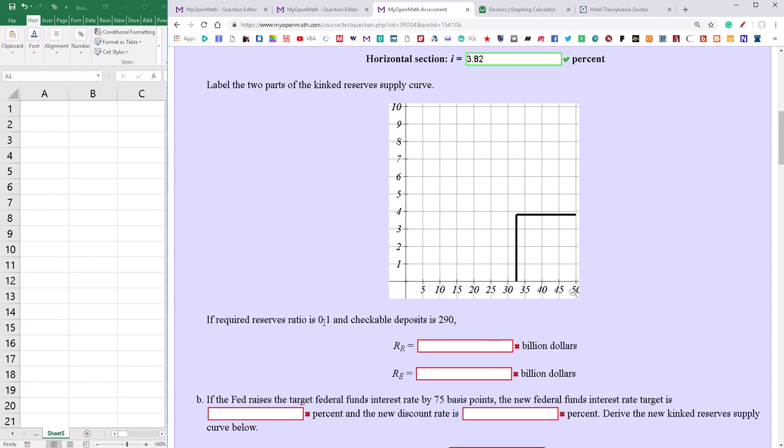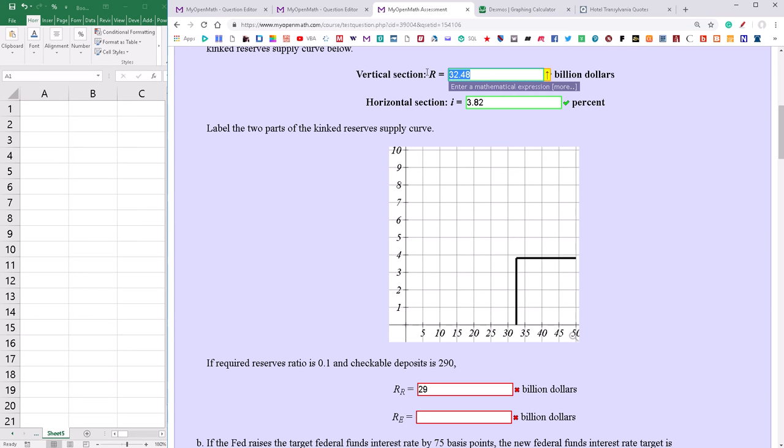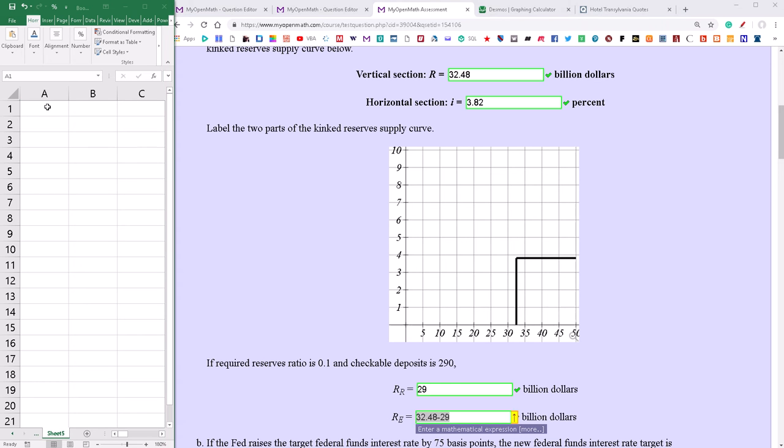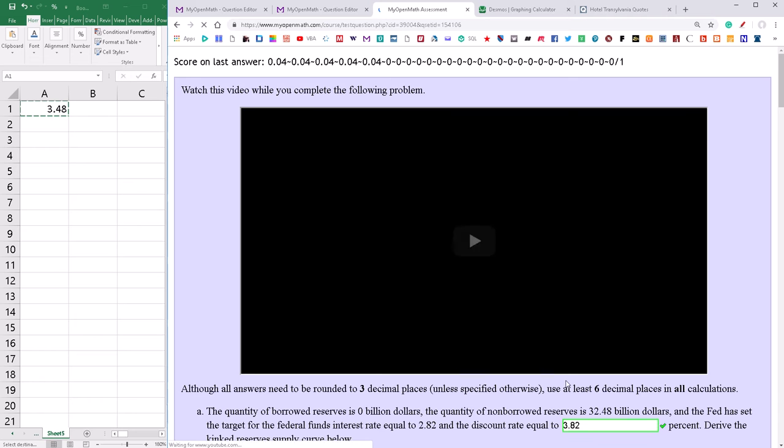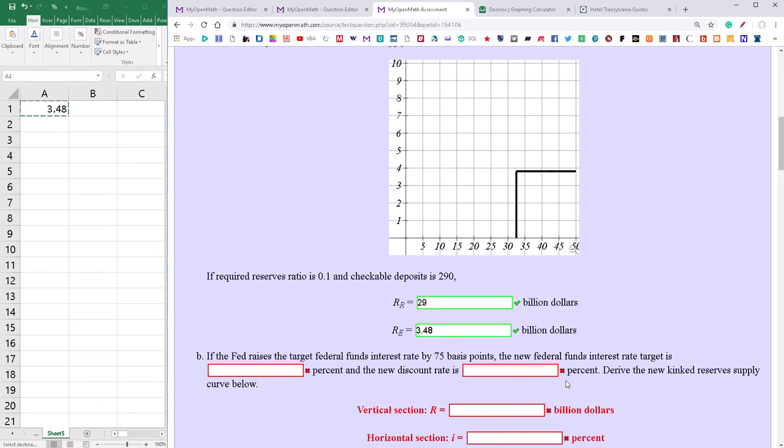Now, if required reserves is 0.1 and the checkable deposits is 290, then required reserves is just 10% of the 290, so 29. What are excess reserves then? Well, excess reserves are whatever's left over. So total reserves is 32.48, and we subtract off the required reserves of 29 to get the excess reserves. Then I can have Excel calculate it by typing 32.48 minus 29, which is 3.48. Excess reserves is usually much lower than required reserves, at least that was the case before the financial crisis.